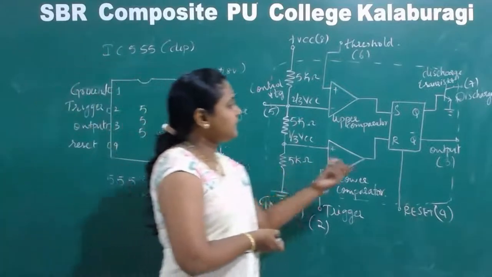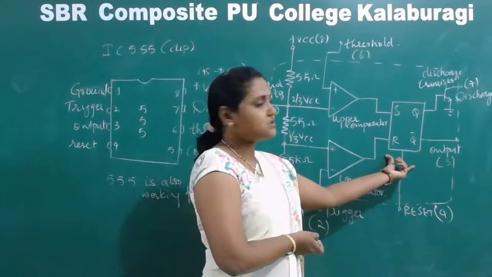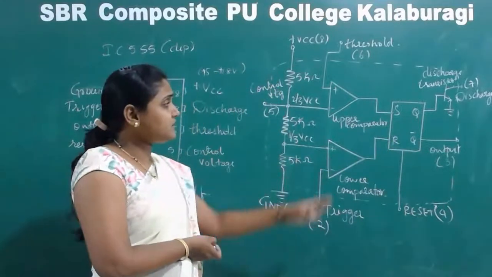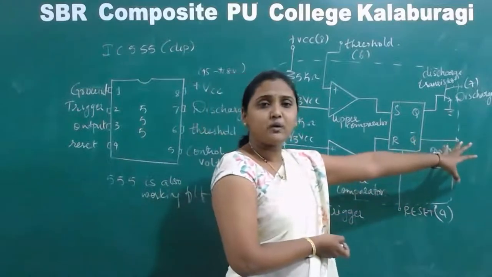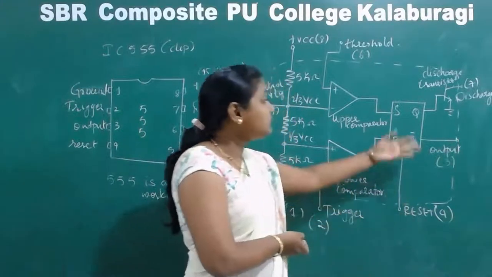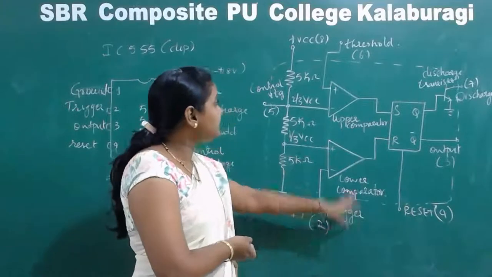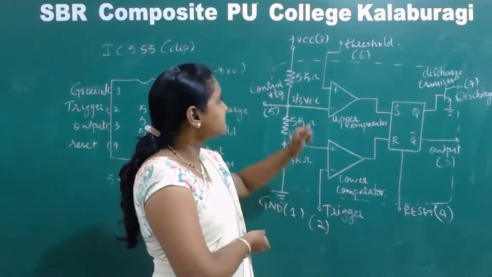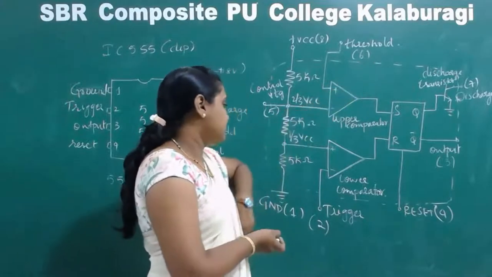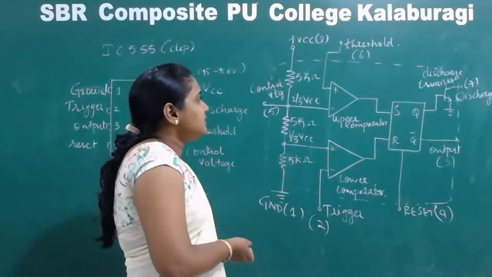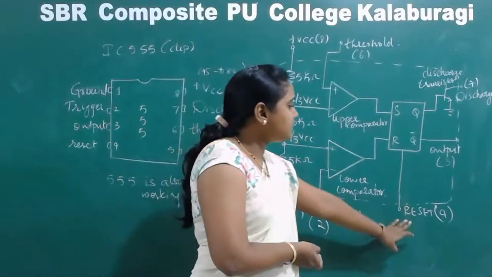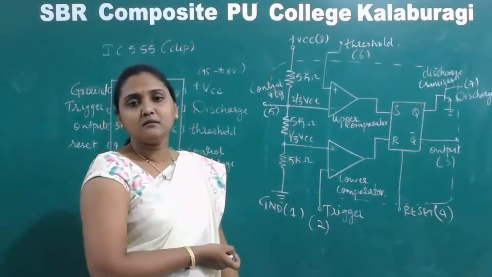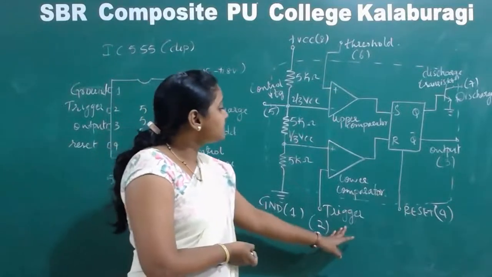Because ultimately we are applying the outer inputs to the flip flop itself, and it is going to switch between two possible outputs. The output produced will be in terms of 0 and 1, right? And how the output is produced is controlled with the help of the trigger and the threshold, because the two inputs are applied at pin number 2 and pin number 6. That is going to change the output state. And also the reset is going to completely restart the timer. So this is about the trigger.